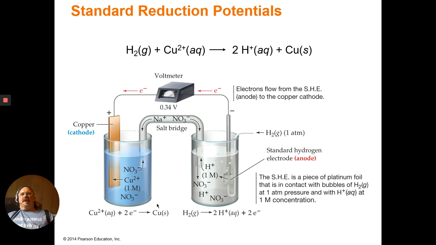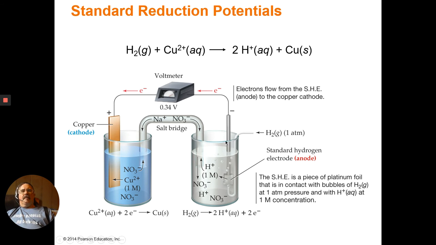Okay, next we'll introduce the idea of standard reduction potentials. All right, here we have a copper cathode and a hydrogen anode. So copper is getting reduced, and hydrogen gas is getting oxidized to hydrogen ions.